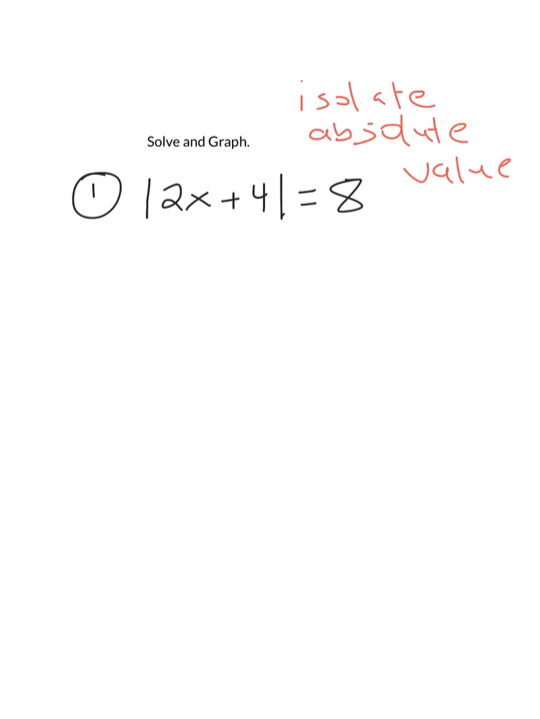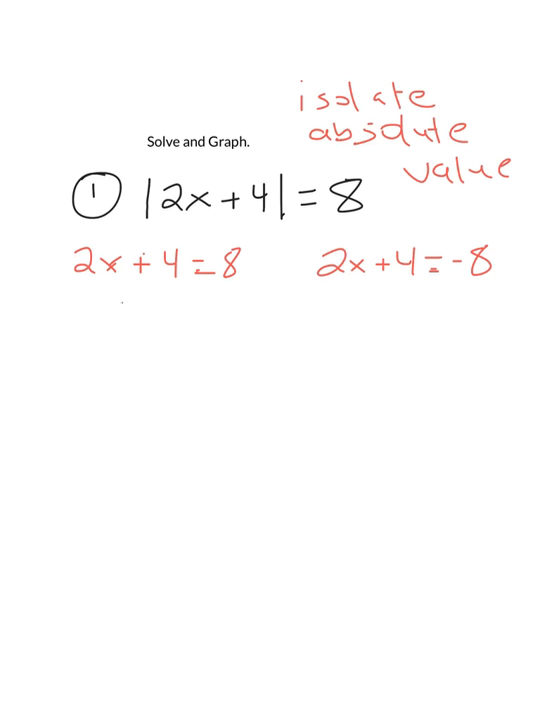Now we write two equations, okay? Because again, the absolute value is distance from 0. So my first equation is 2x plus 4 is equal to 8. And we also have 2x plus 4 is equal to negative 8. So we have to make sure we have those two equations.